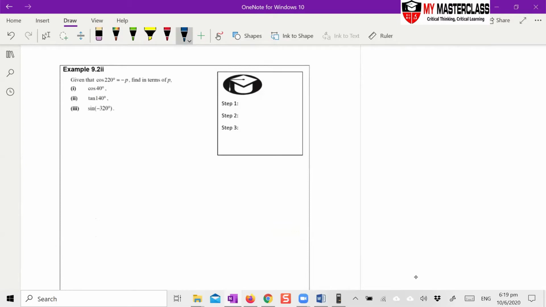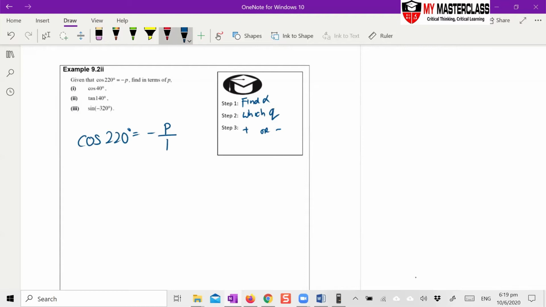So remember, step 1 is always to find the alpha. Step 2, which quadrant. And then step 3, positive or negative. But the hard part about this is they give you the angle already. Remember at the start, we say when we have cosine something equals to negative p, negative p is the same as negative p over 1.